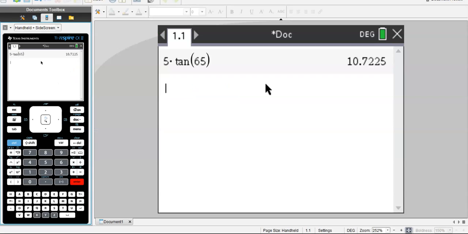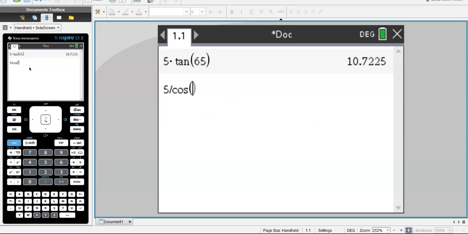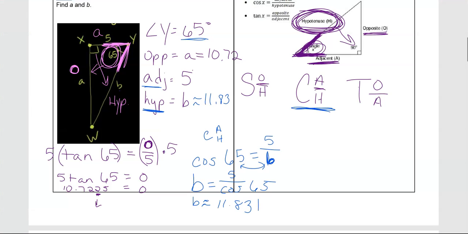So what on earth do we do with that information? Well, we're going to put it in our calculator, and we can put it as 5 divided by the cosine of 65 and hit enter. And we get 11.831. All right, so we get that b is approximately 11.831, which was our hypotenuse, and our adjacent side is still 5, and our opposite side, which was labeled A, is 10.72.